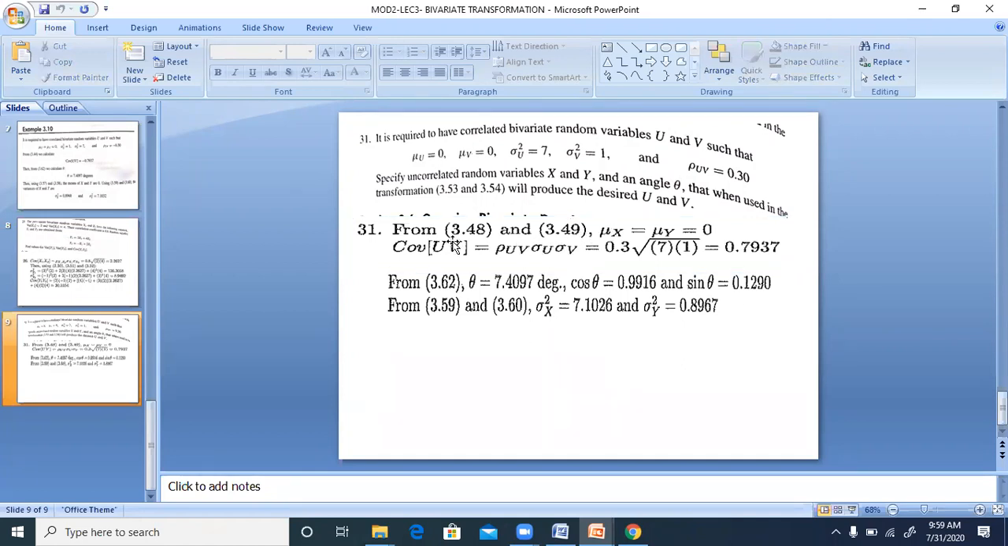So we are given the value of sigma u and the covariance corresponding to the rho of uv, which is given here, and sigma u, sigma v, that is root of this and root of this, that will give us 0.7937. Then the value of theta from 3.62 will give us the value which is 0.7407. Let us see what is 3.62, right?